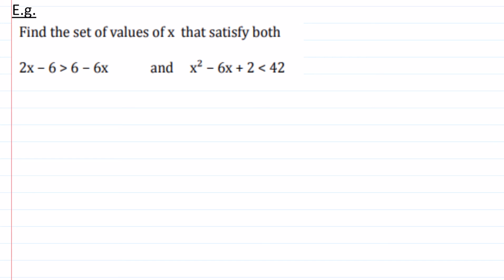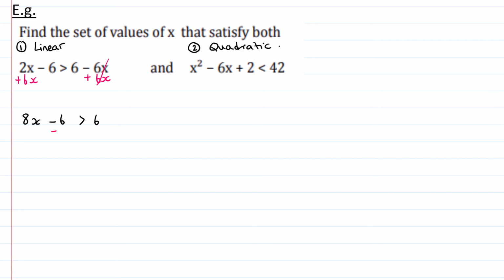And the final example says find the set of values of x that satisfy both inequalities. One of them is linear, one of them is quadratic. So let's solve the first one first, which is the linear, and then we're going to solve the quadratic. I will start by reversing the smaller x, which is the negative 6x. So I'm going to add 6x to both sides. So I have 8x minus 6 is bigger than 6.